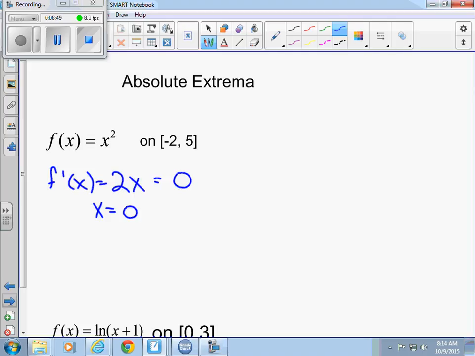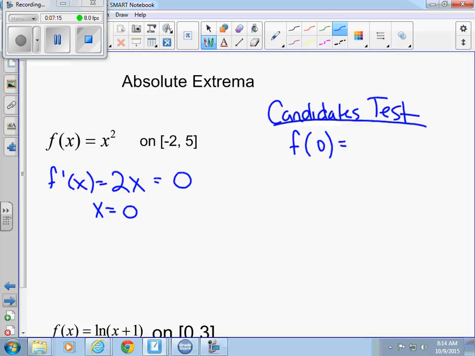We're going to figure out which one is the absolute max and absolute min by plugging them all in and seeing which one's the biggest and seeing which one's the smallest. And that's how we're going to tell them. It's called a candidates test. So it's a test for absolute extrema. Find the critical points and the endpoints and do a candidates test. So I'm going to do f of 0, f of the endpoints. Okay, so I'm going to do f of 0, f of -2, and f of 5.